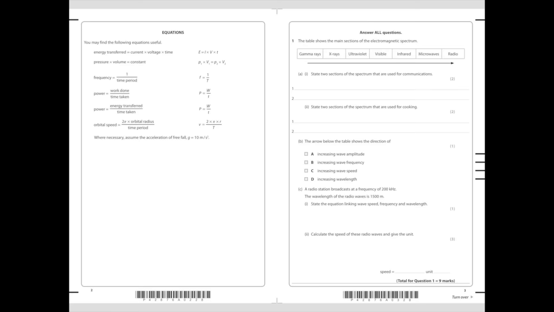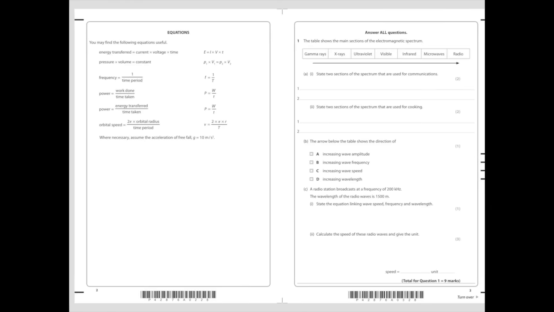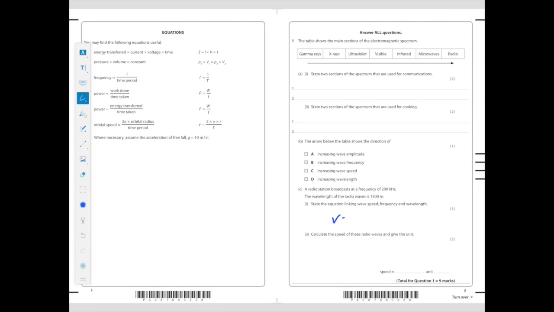State the equation linking wave speed, frequency, and wavelength. So wave speed is given by v, frequency is f, lambda is wavelength. So calculate the speed. Now make sure you convert those units. So kilohertz needs to be in hertz, so times by 1000. Then we have our wavelength, which is fine because it's in meters. And when you've done that, you've got an answer which is 300 million meters per second. Don't forget the unit there.